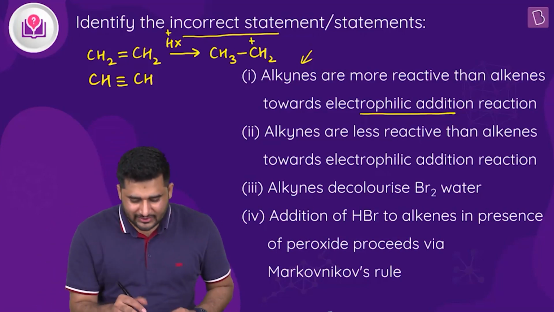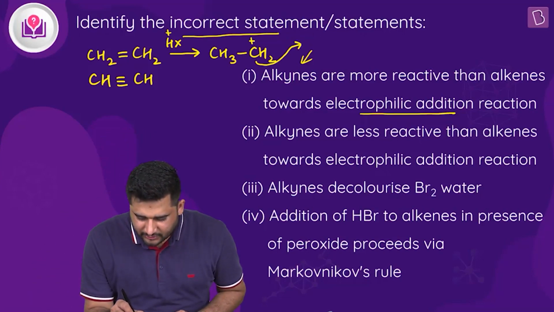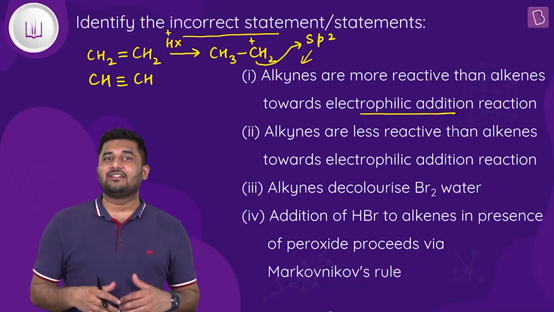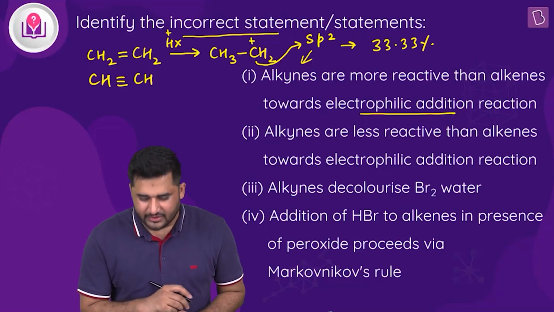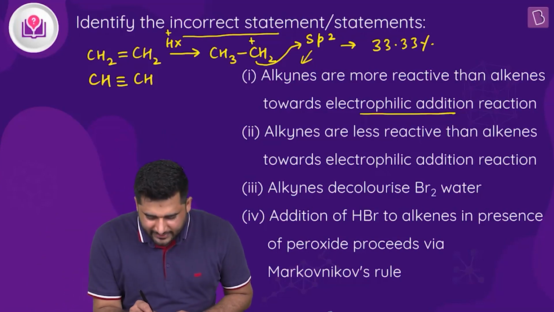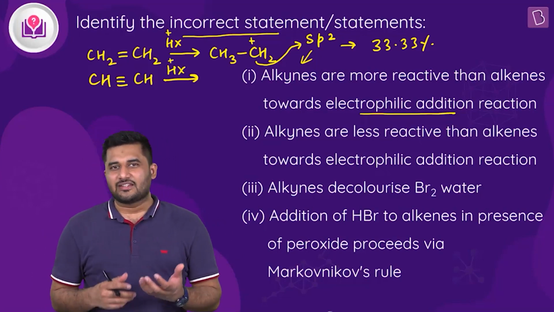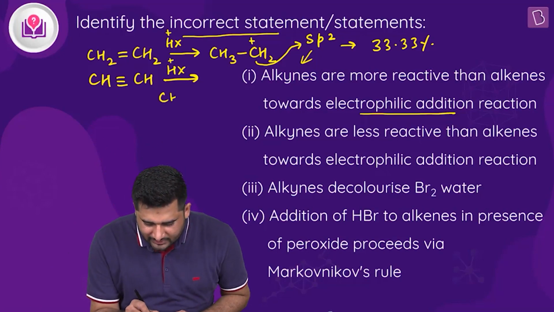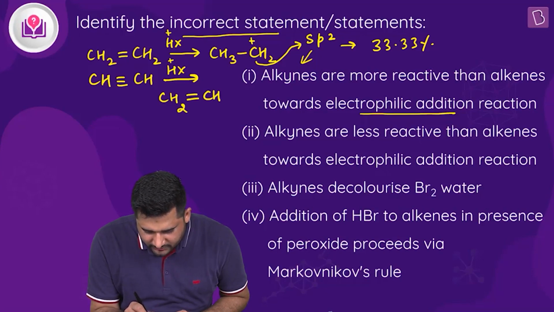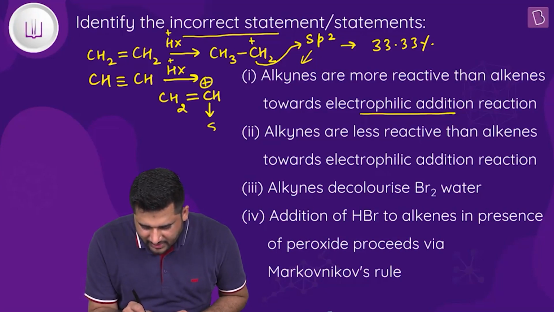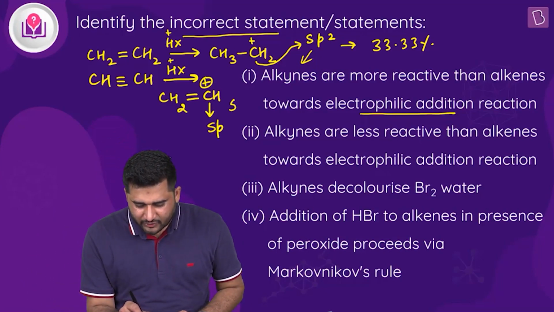Which means here in this case, the carbon bearing positive charge is sp2 hybridized. That means the percentage s character of this carbon is 33.33%. Clear? Now let's see in case of alkynes. Here if the same HX attacks, again the electrophile H plus will attack first. So what you will get in this case is CH2 double bond CH with a positive charge. Now you can see in this case the hybridization of carbon is sp, and clearly the percentage s character therefore is 50%.